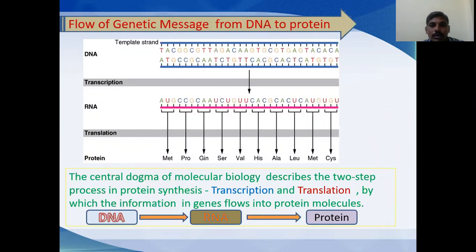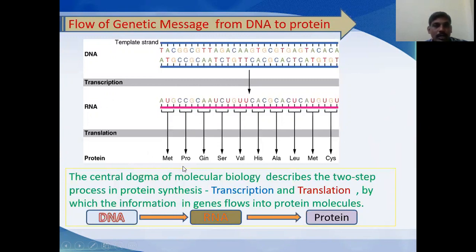The central dogma of molecular biology describes the two-step process in protein synthesis. One is transcription, another one is translation. So both these steps are very, very important. In this process, the genetic information present in genes flows into the protein molecule. That means DNA is the main genetic material. This information passes to another, intermediate molecule, that is RNA. The RNA directly synthesizes the protein molecule with the help of the ribosome cell organelle.